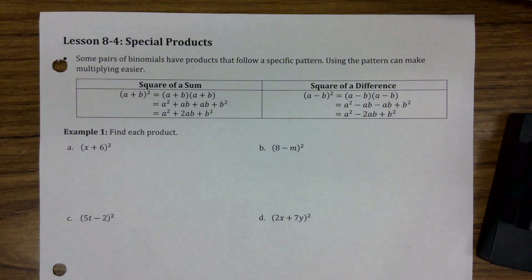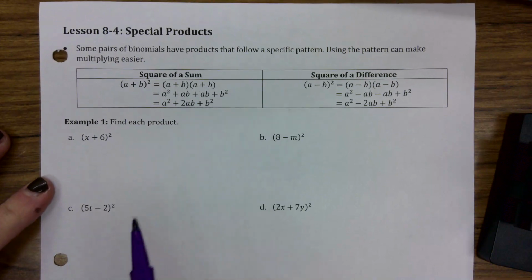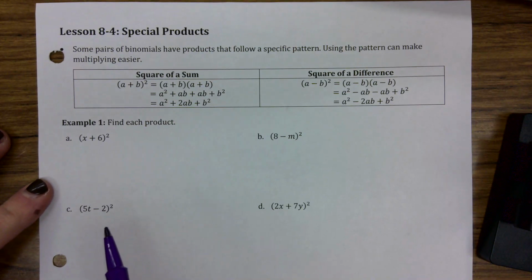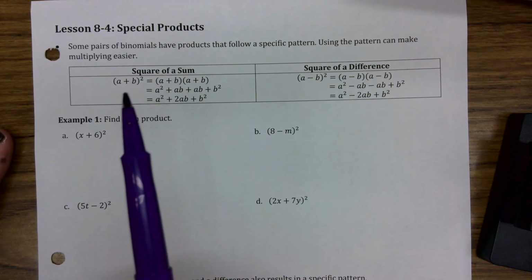Okay, this is the last section of Chapter 8, Part 1 of Simplifying Polynomials. Today we're doing the same thing as we did in 8.3. We're FOILing, but these are special products. Some pairs of binomials have products that follow a specific pattern. So what's different about today is just noticing the patterns.